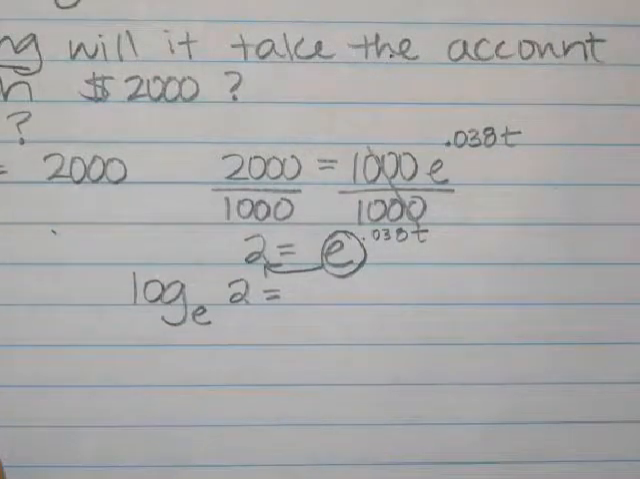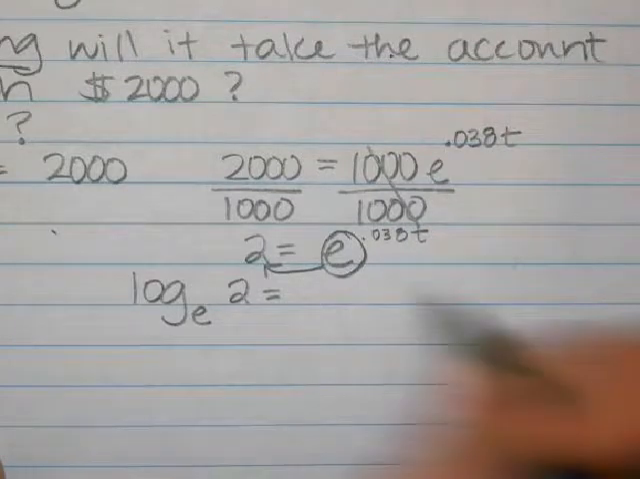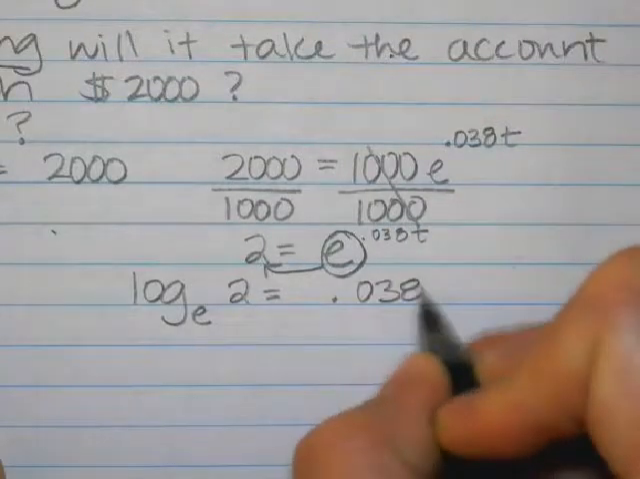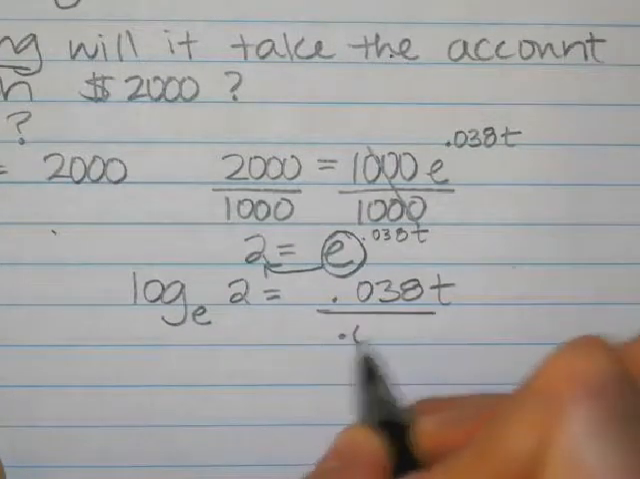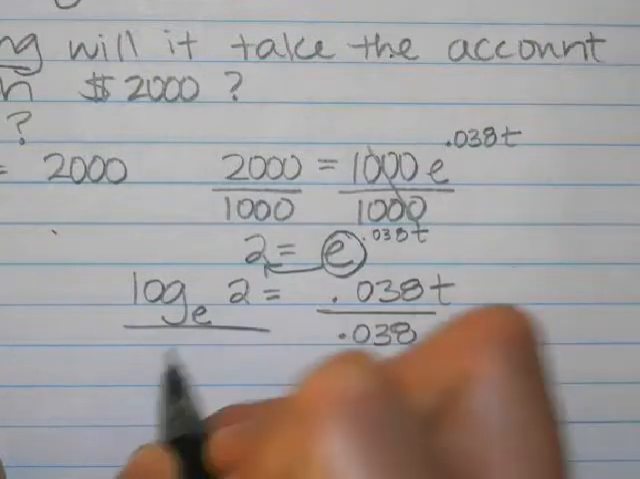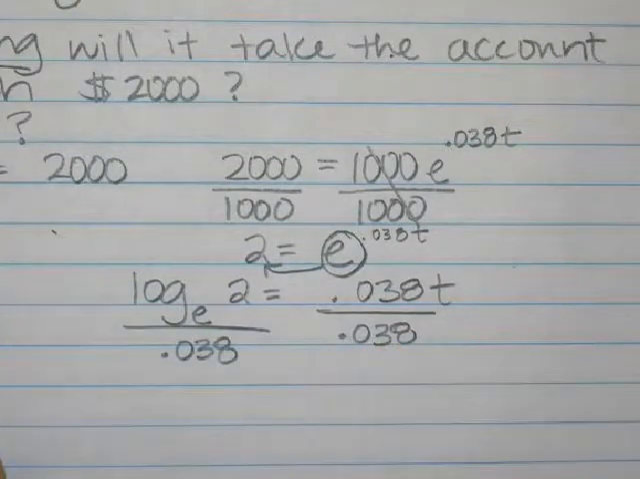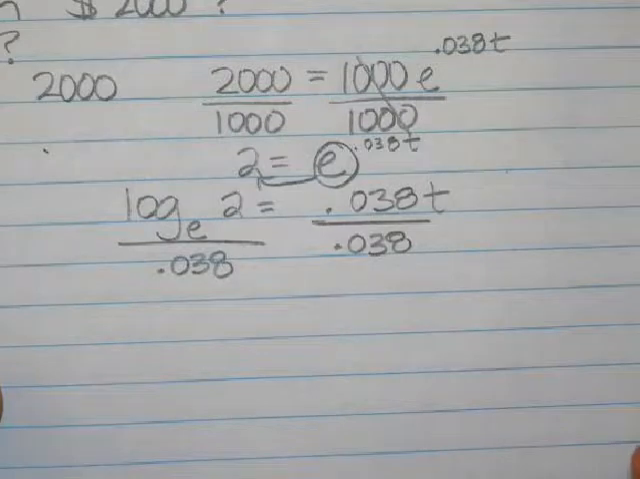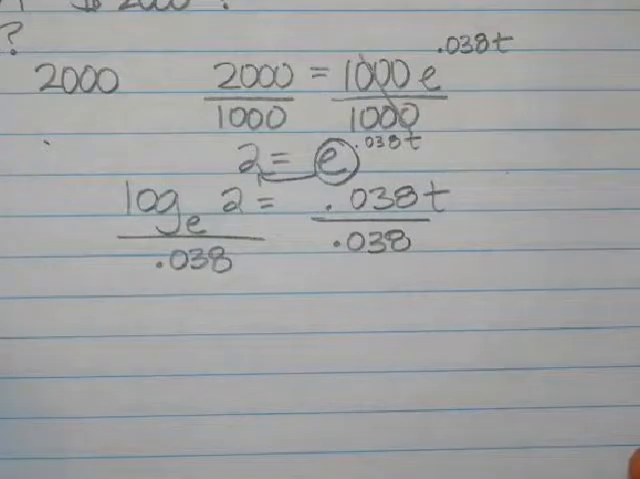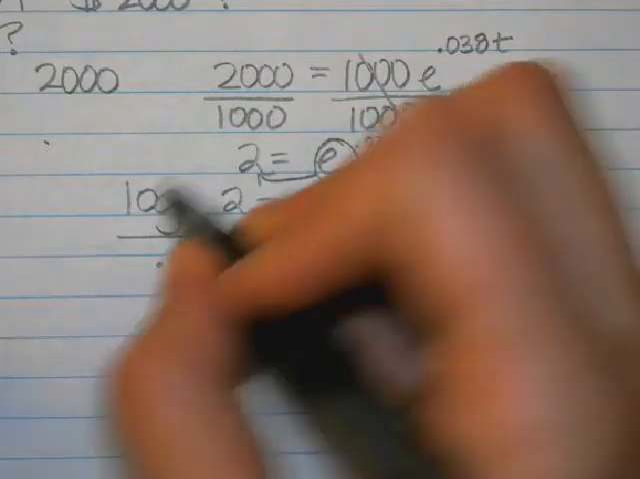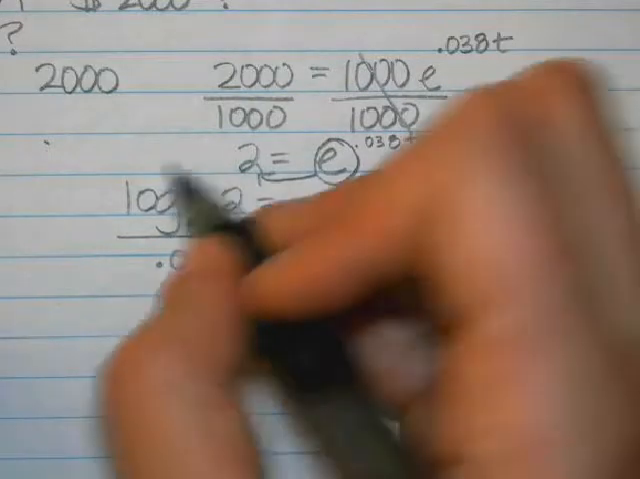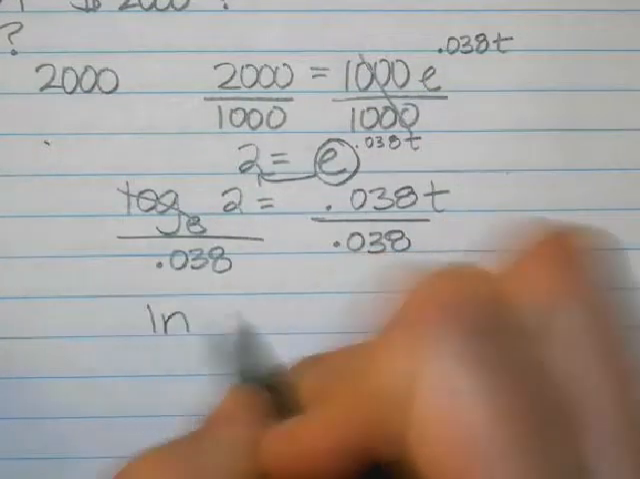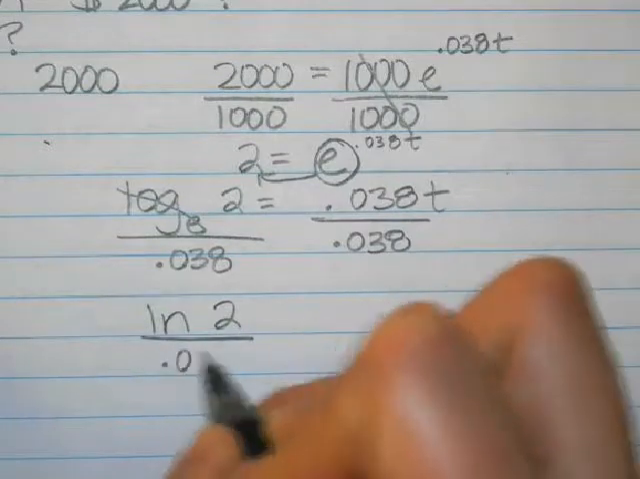All right, log base e of 2 equals what? All right, are we done? No. What should we do? Divide by 0.038. Yeah. So I keep hearing people say ln. What should we write? ln2. Yeah, this log base e can be rewritten as ln. So I'm going to say this is ln2 divided by 0.038.